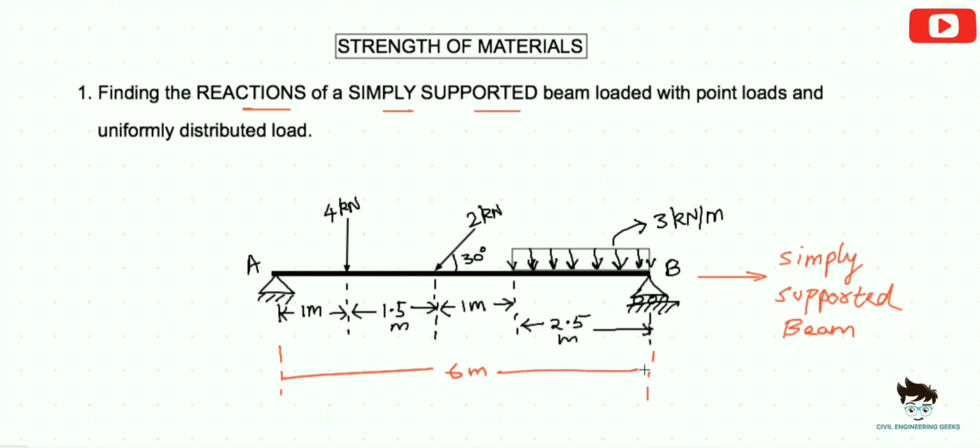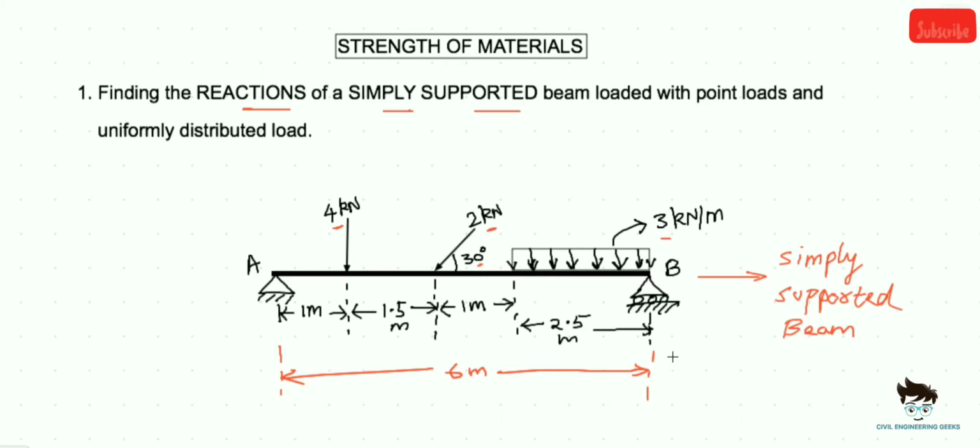We have a point load of 4 kilonewton acting vertically downwards and 2 kilonewton acting at an angle of 30 degree to the axis of the beam, and a UDL of 3 kilonewton per meter is acting at the right end of the beam for 2.5 meters. Okay, great. Now, how are we going to solve this? How are we going to find the reactions of this beam?